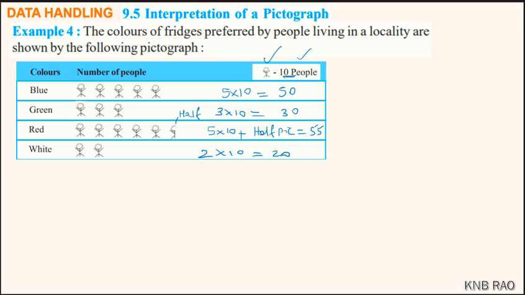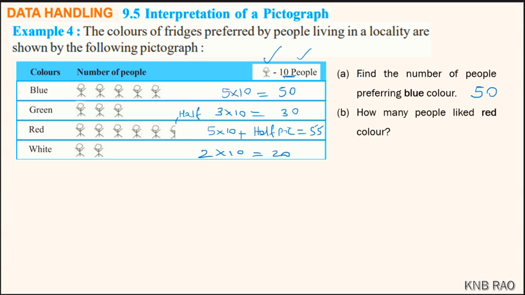Now students, find the number of people preferring blue color, if this is the question asked. Can you interpret it? Obviously, I have already briefed it. So 50 people love blue color. The work you are doing is called interpretation, because you read the pictograph, and after understanding it, you answer the questions which are asked based on this pictograph. This is called interpretation.